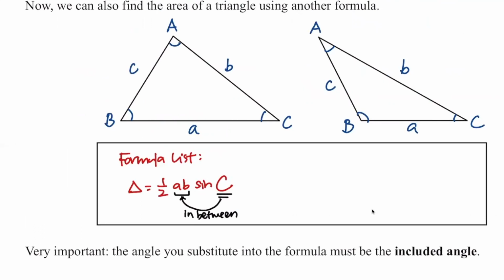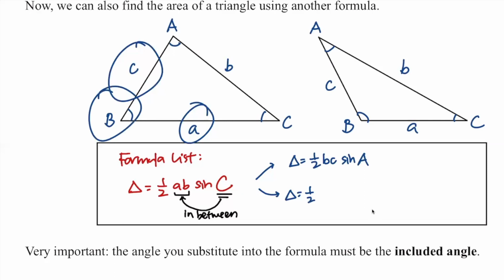Now what does this mean? This means that if you use the sides b and c, you can also, but in the formula you need to put in angle A, because angle A is the angle in between b and c. So this means that the area of the triangle is also half bc sine A. This also means that the area is half ac sine B: if you want to use a and c, you substitute angle B inside, because angle B is in between.